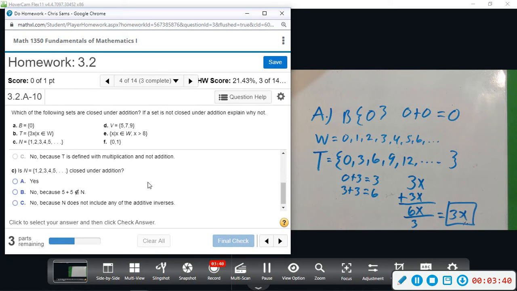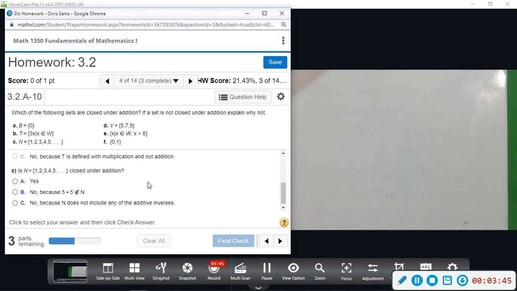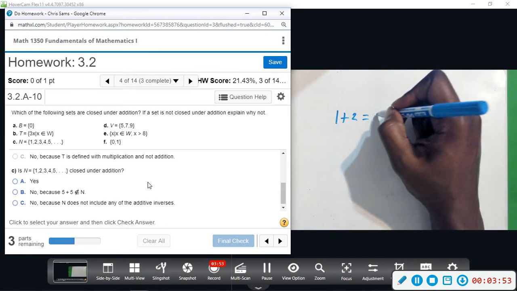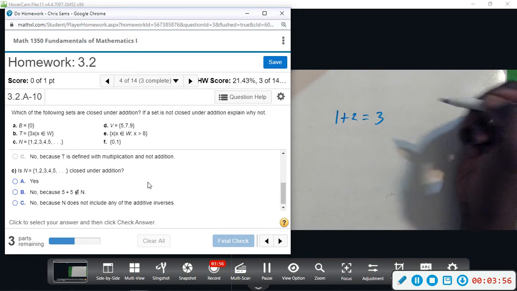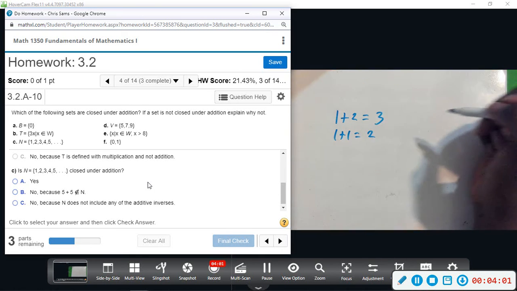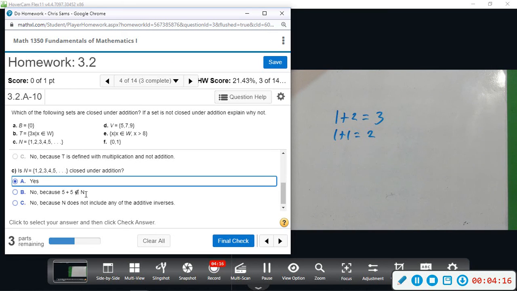All right, C, we're given natural numbers, 1, 2, 3, 4, 5, etc., counting numbers. If I take any two whole numbers, I get another whole number, no matter what it is. And these numbers are also in the set. I could take any two whole numbers. Since the addition of two whole numbers always results in another whole number, no matter how big it gets, because the natural numbers are all whole numbers, this set would also be closed under addition.